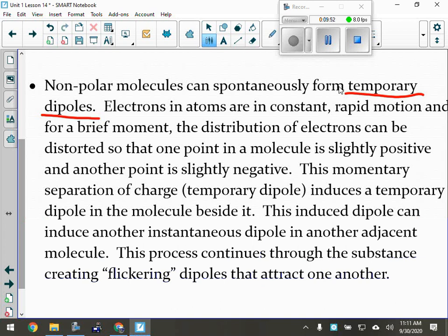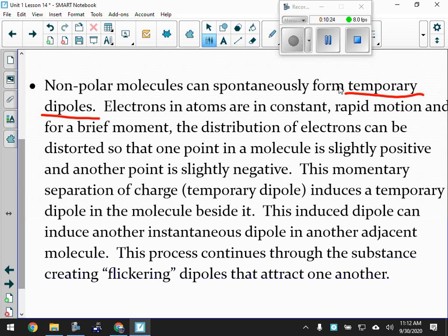brief fraction of time, okay? That's the temporary dipole. That temporary dipole makes the next molecule kind of look like it, so that there's a temporary attraction there, all right? Or it'll find another molecule that looks like it for a brief fraction of time, and they will be attracted for a very brief amount of time. Now, all these individual ones are pretty weak, but if we have enough of them, they can have a significant effect on molecules, okay? We call it flickering dipoles.